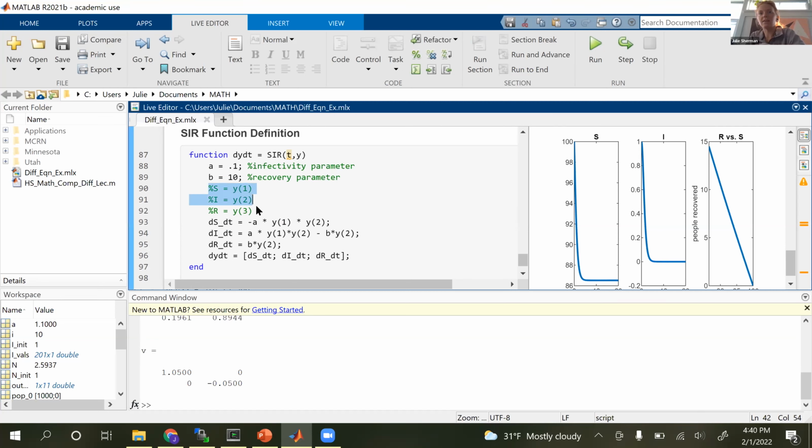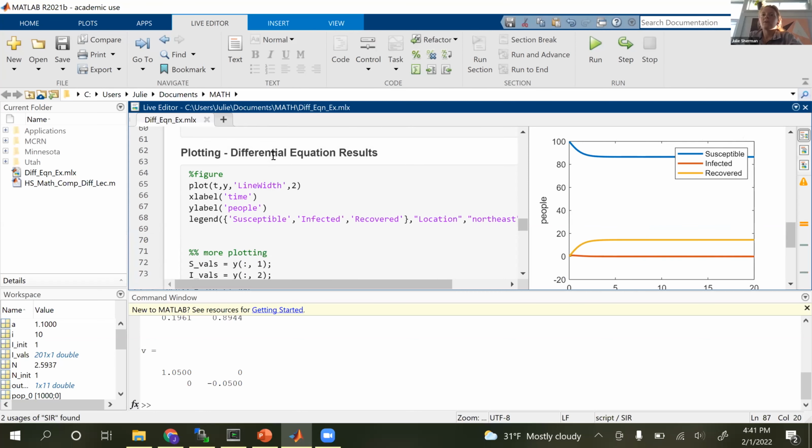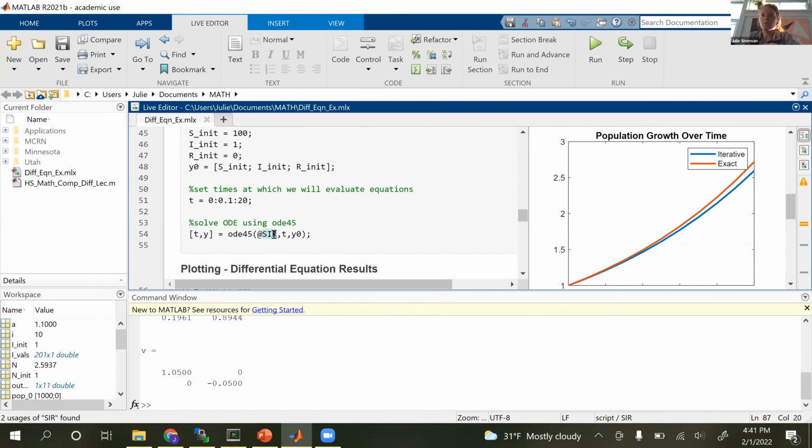So we look at our little key here. S is going to be y of 1, I is y of 2, and R is y of 3. So y is a 3-vector that contains the number of individuals in each state. And then once again, we are recovering at rate b, and then going into the recovered category. So this is how you have to define a function in MATLAB. Our function is called SIR, and what we're going to do with it is put it into ODE45.